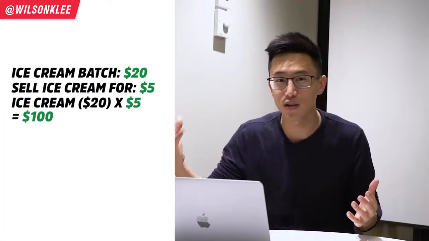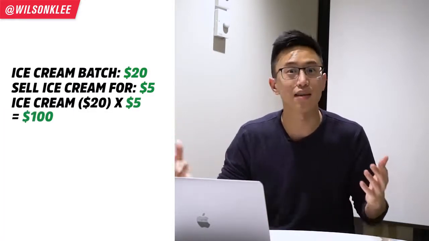And what I mean by that is, for example, if we created a batch of ice cream and that whole batch is $20, if we retail it for $5, how much can we make? In theory, we're going to be able to make $100 in revenue. That equates to 20%.